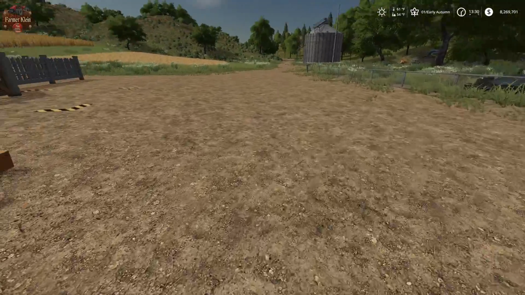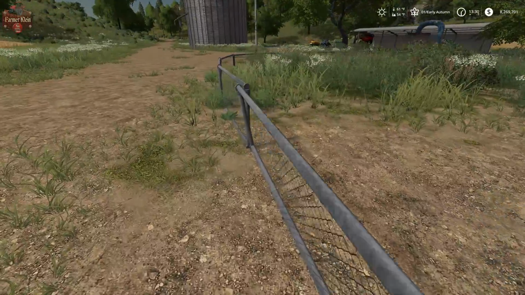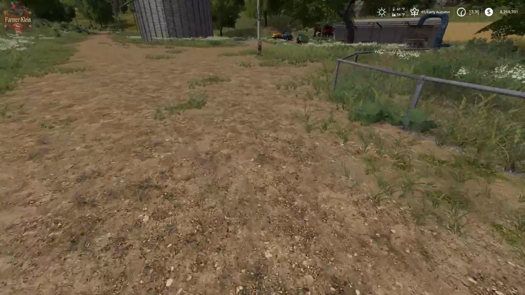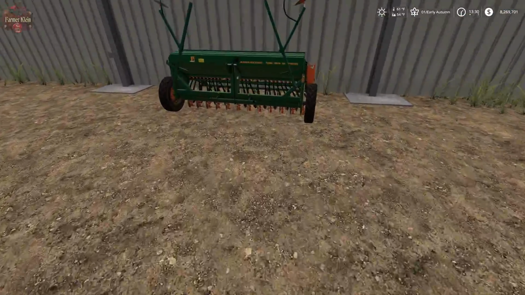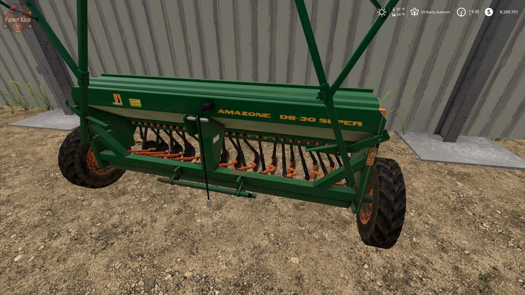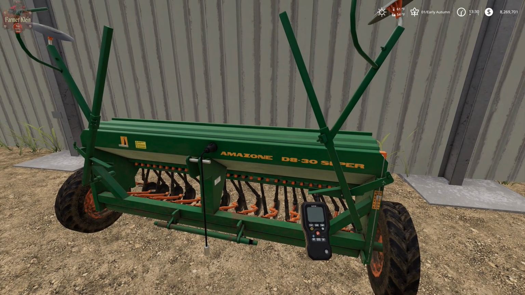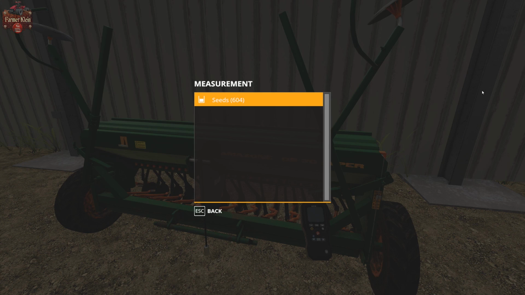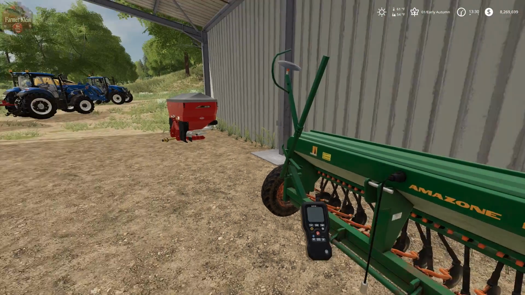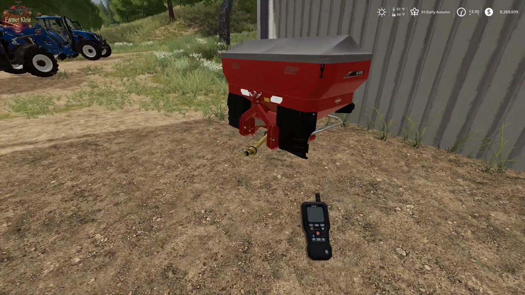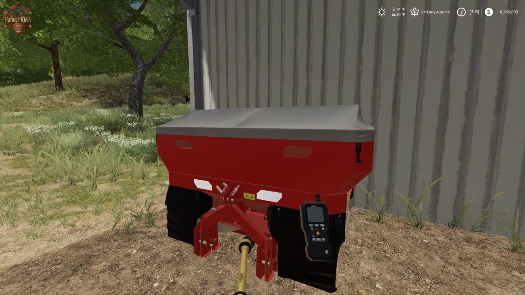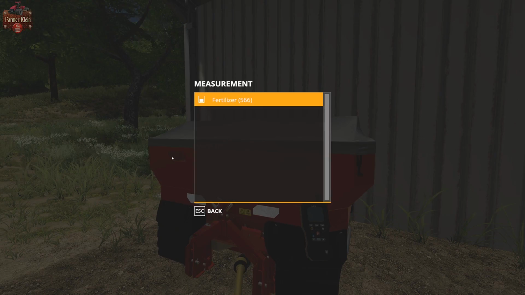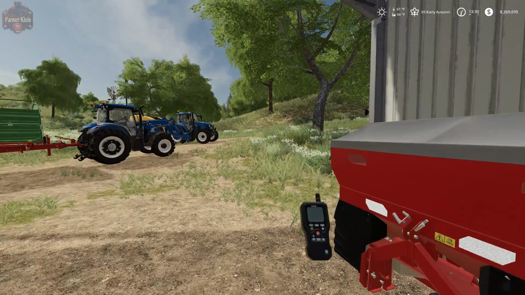Now let's go show you some other cool things that you probably didn't realize that you could measure with the hand tool. I know I've got seed in here, but I don't remember how much I have left. Oh, I've got 604 liters of seed in my seeder. What about fertilizer? See a little bit of fertilizer in there. I wonder how much is left. 566 liters of fertilizer.